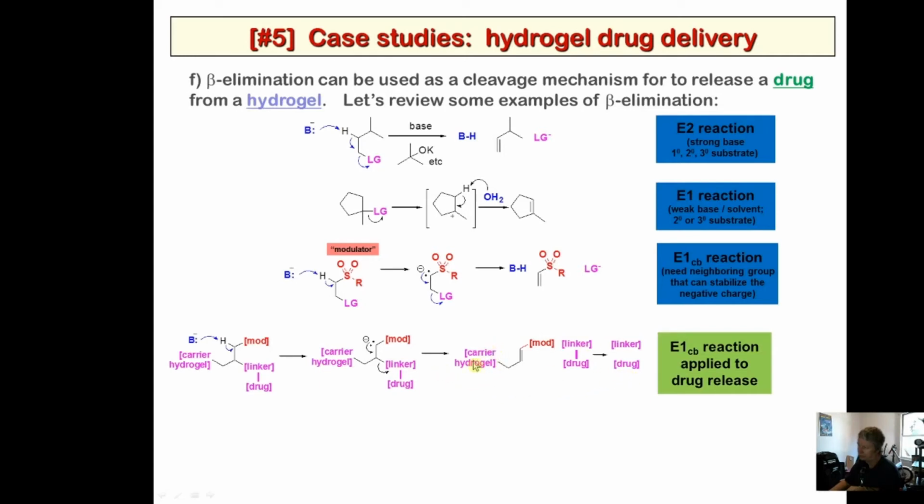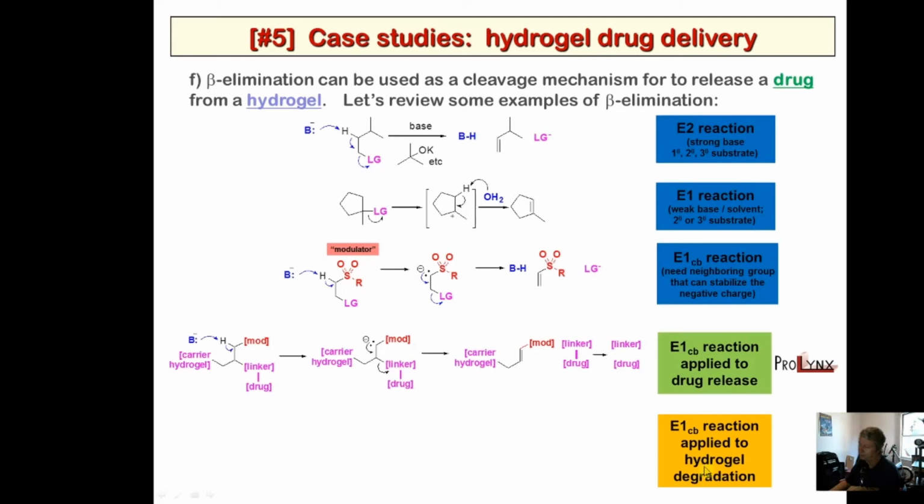This could be a drug delivery device, right? If you have a big hydrogel thing, and then you have a modulator, all you have to do is vary the modulator to vary how fast the drug is cleaved. So this is one of the technologies that the company ProLynx created, and they popularized it as a cool method to deliver drugs. And there's another thing you could do: E1CB reaction applied to hydrogel degradation.